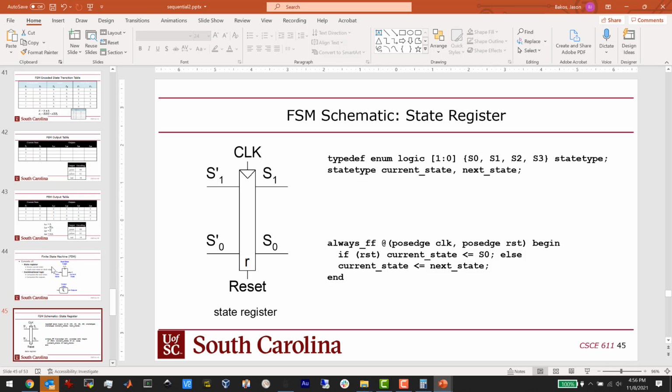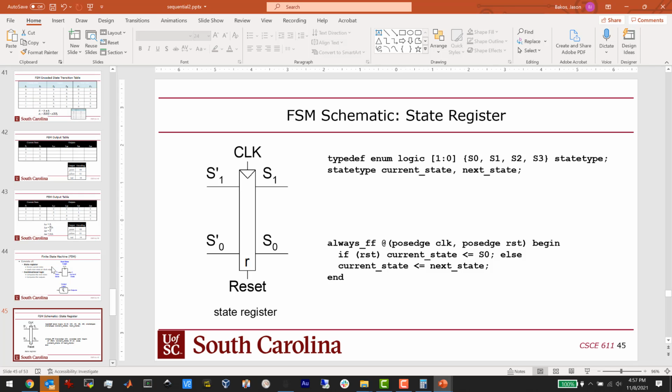I never remember this syntax, ever. I always have to go back and look this up because there's so much going on here. There's typedef enum, but then you have to put logic 1 down to 0, which is telling the compiler that, yeah, it's an enumerated type, but it's 2 bits. I don't care how you assign those 2 bits to each one of these, but it's a 2-bit thing.